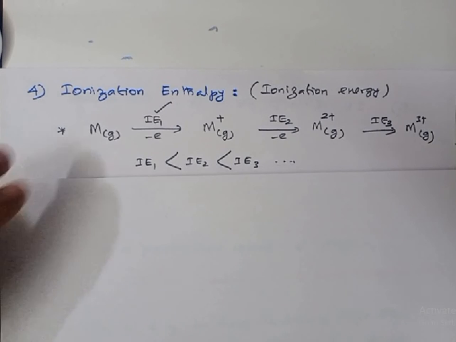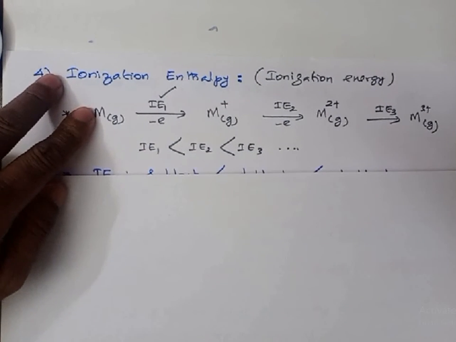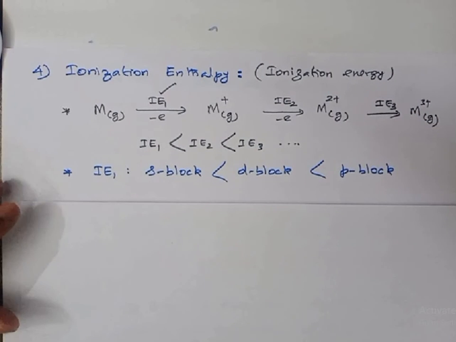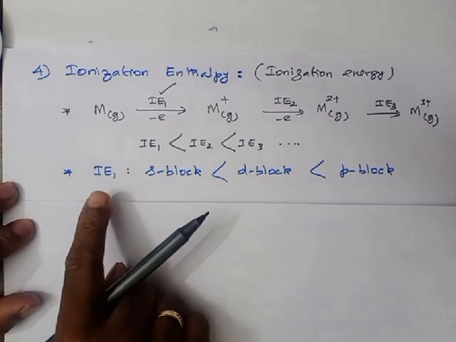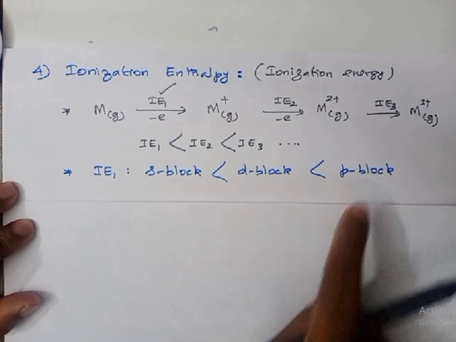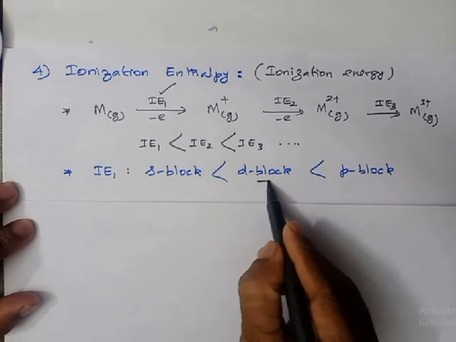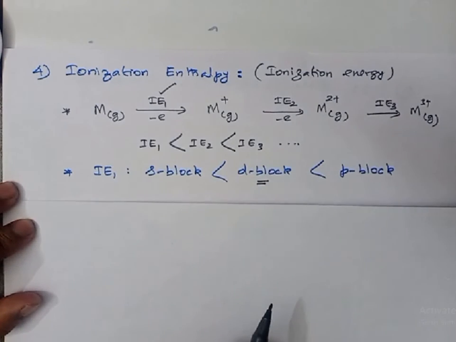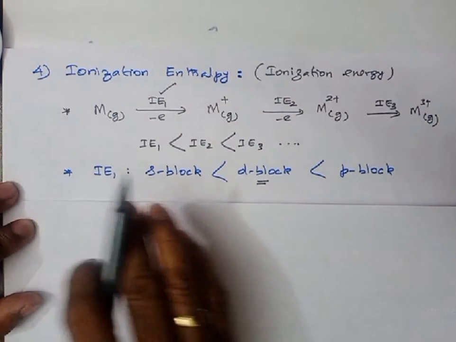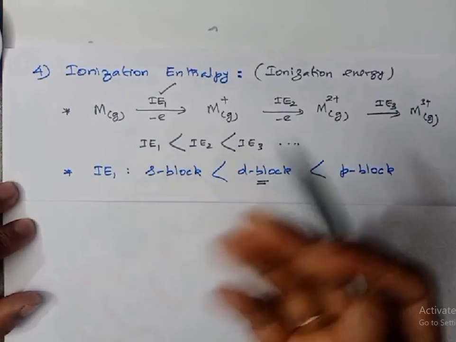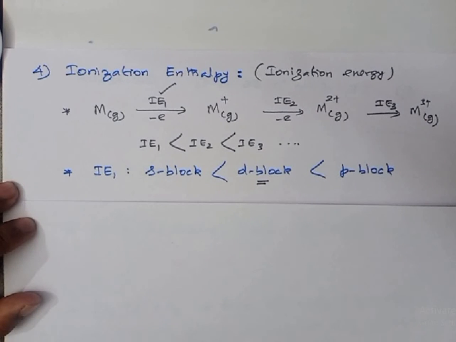Now what I'm going to do, I'm going to focus on D block. Listen, student, before going to D block, I'll give the general comparison. If you compare the first ionization energy of S block, D block, and P block, D block elements have a first ionization energy which is in between S and P. Because when you move from left to right, what will happen? Size decreases, effective nuclear charge increases.